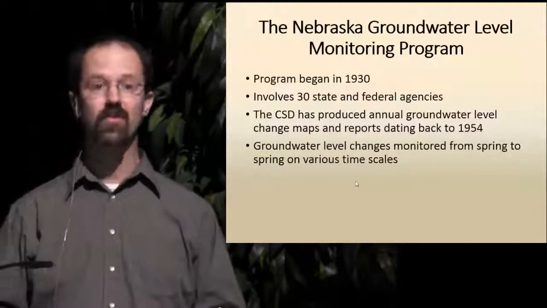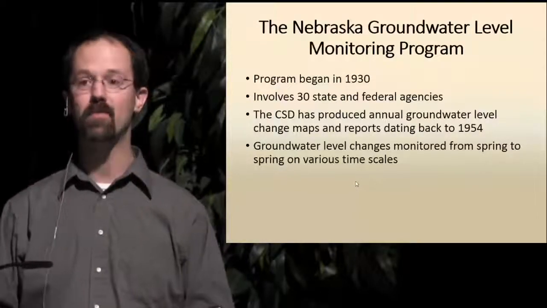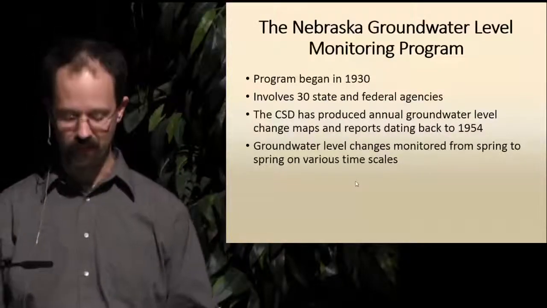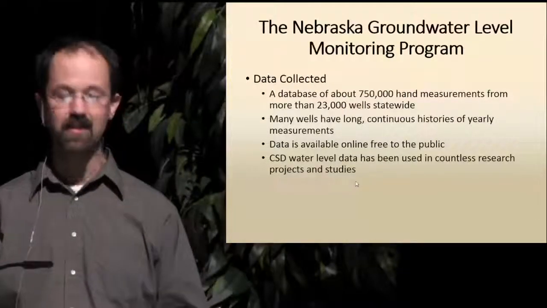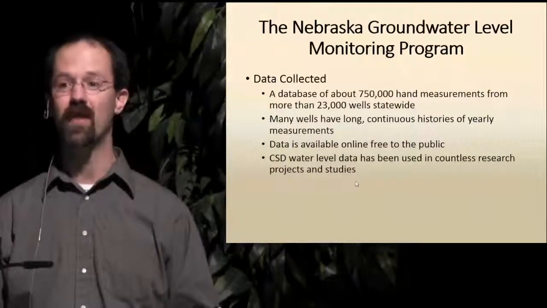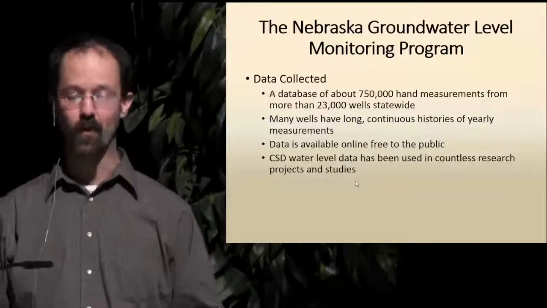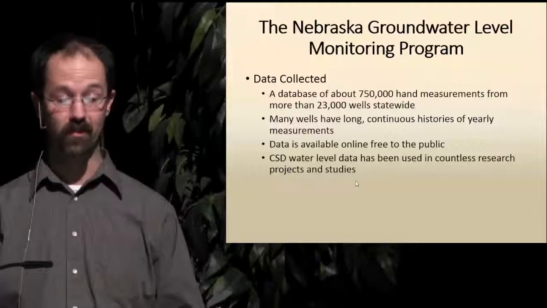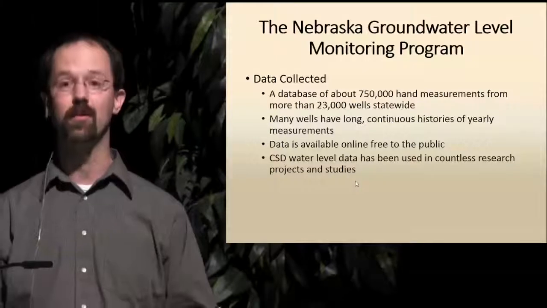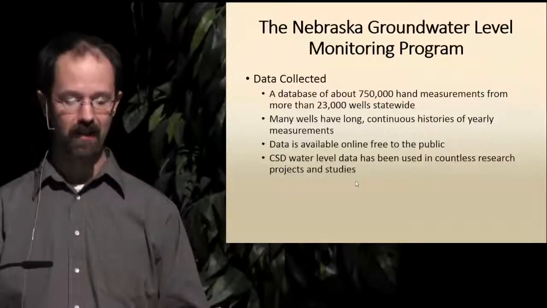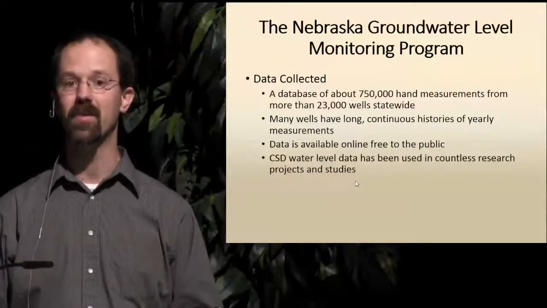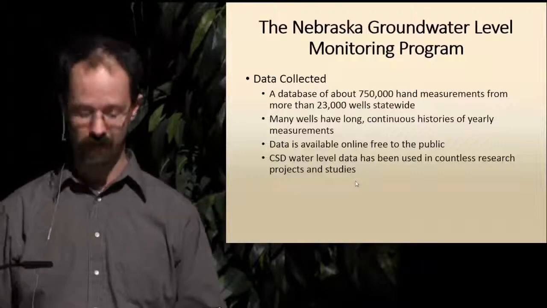And we currently produce groundwater level change maps that go from spring of one year to the spring of a following year on various time scales. The data collected over the past 85 years, we've collected more than 750,000 hand measurements from nearly 23,000 wells all over the state. It's a huge database. Many of those wells have long continuous histories of annual measurements. This data is also available free of charge, and it's been used in many studies, both here in Nebraska and all over the country.